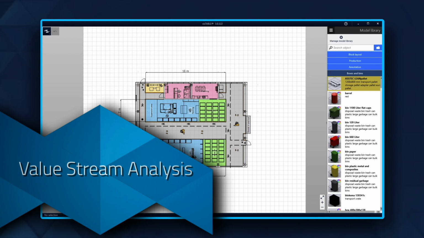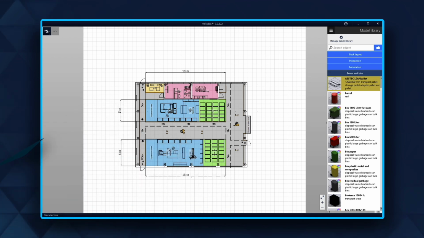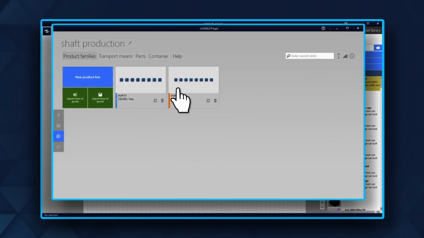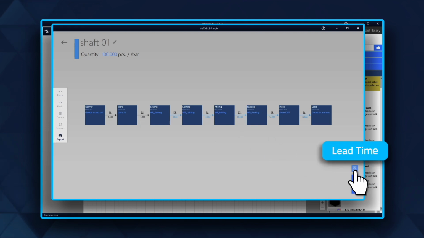Value Stream Analysis. This feature is your key to uncovering and minimizing non-value adding processes and inventory, streamlining operations, and reducing lead times. We can utilize this function in visTABLE logix. It acts as an extended view into the process chains in logix. Open visTABLE logix and navigate to the lead time button on the bottom right.